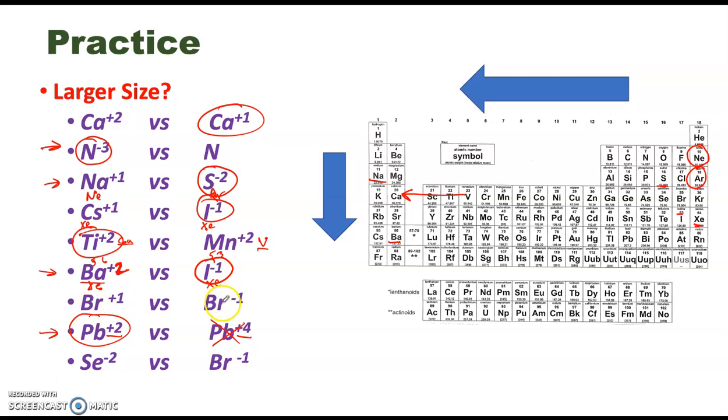Bromine plus 1 and bromine minus 1. This has lost an electron, this has gained an electron. More electrons is bigger. They're the same element, so more electrons is bigger. Selenium minus 2 would be like krypton. Bromine minus 1 would also be like krypton. Okay, same isoelectrics. Selenium has 34 protons. Bromine has 35. Less protons is bigger. So there we go, there are your answers. Let me know if you have any questions.